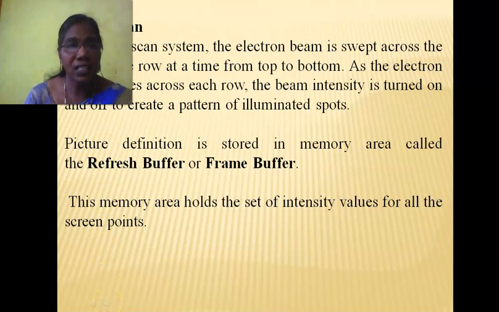Next is the raster scan. In raster scan, the electron beam is swept across the screen one row at a time from top to bottom. As the electron beam moves across each row, the beam intensity is turned on and off to create a pattern of illuminated spots. The picture definition is stored in a memory area called the refresh buffer or frame buffer. This memory area holds the set of intensity values for the screen points.